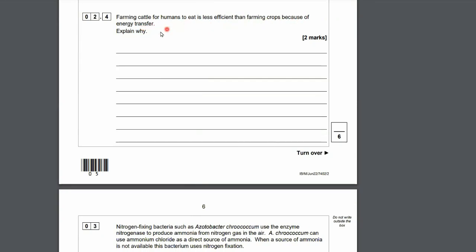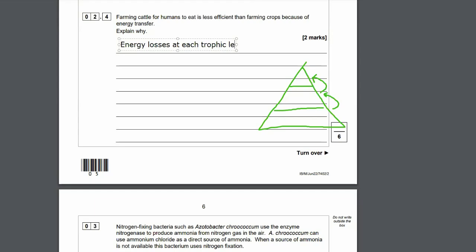2.4. Farming cattle for humans to eat is less efficient than farming crops because of energy transfer. So this goes back to GCSE ecology, and you remember your pyramids of biomass. What happens at each energy level? What are the energy levels called in a pyramid or a food chain at A level? They're called trophic levels. So what happens between each trophic level? Why does the biomass or the energy decrease between each trophic level? Of course, we get energy losses between each trophic level.